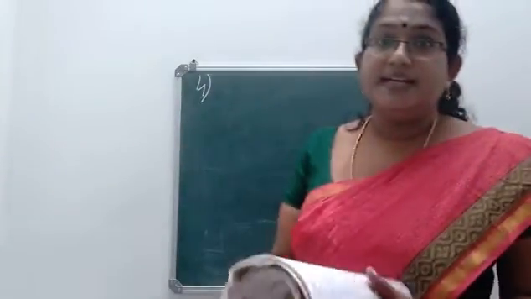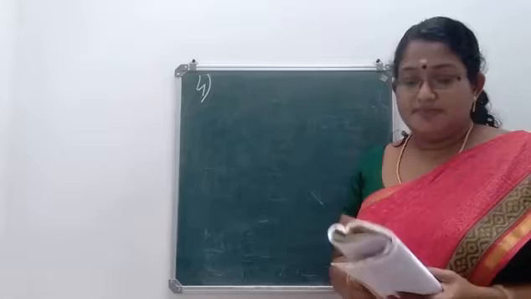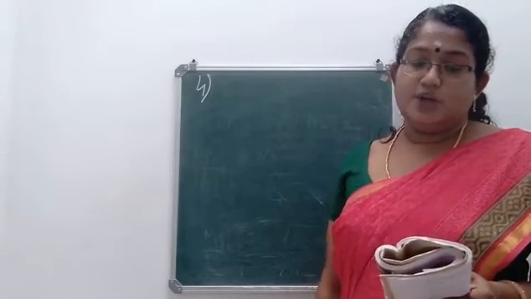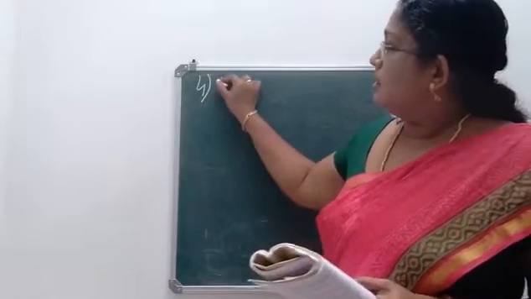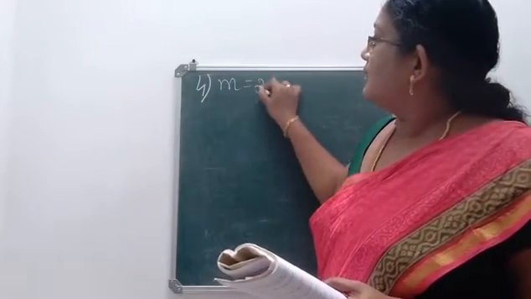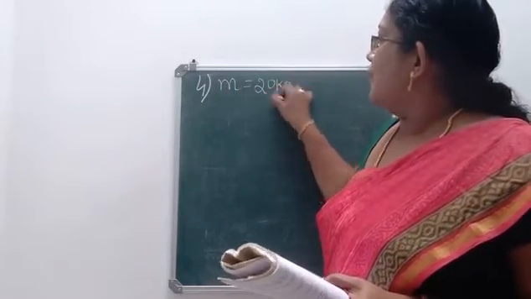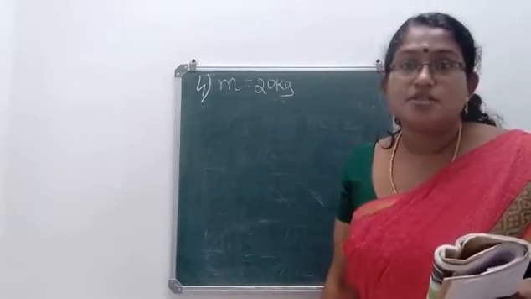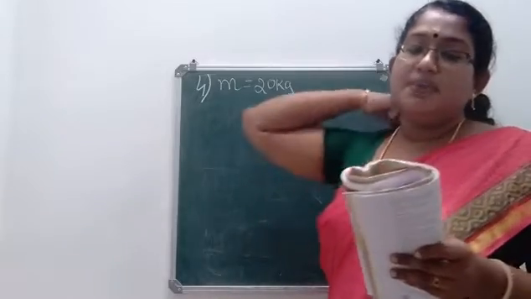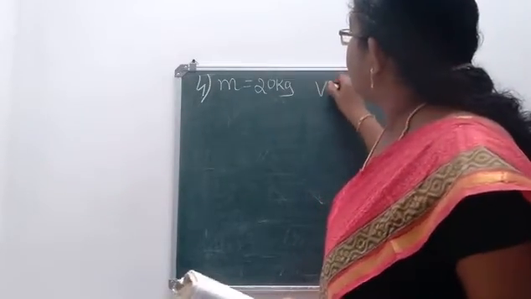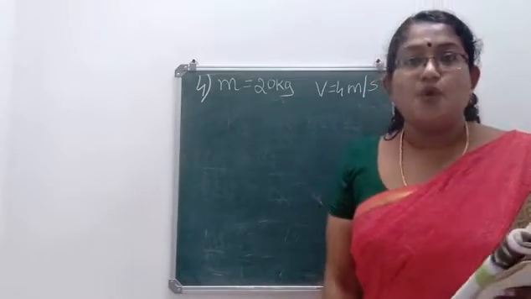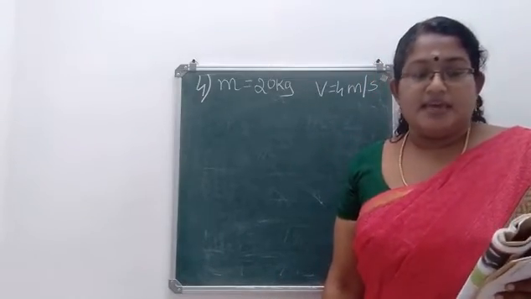We have completed till question number 3. So we will move to the last question. A 20 kilogram ball. So 20 kilogram means it is mass, isn't it? So mass is 20 kilogram. A 20 kilogram ball is thrown upward with a speed of 4 meters per second. Speed is given as 4 meters per second.